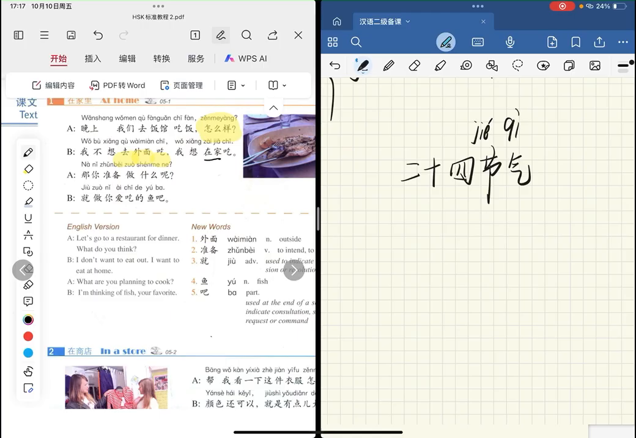So I will show you a video to learn more about the 24 solar terms. So this video is based on the 24 solar terms and will take us on a journey through China's 4 seasons. So let's start with the first solar term. The first solar term.